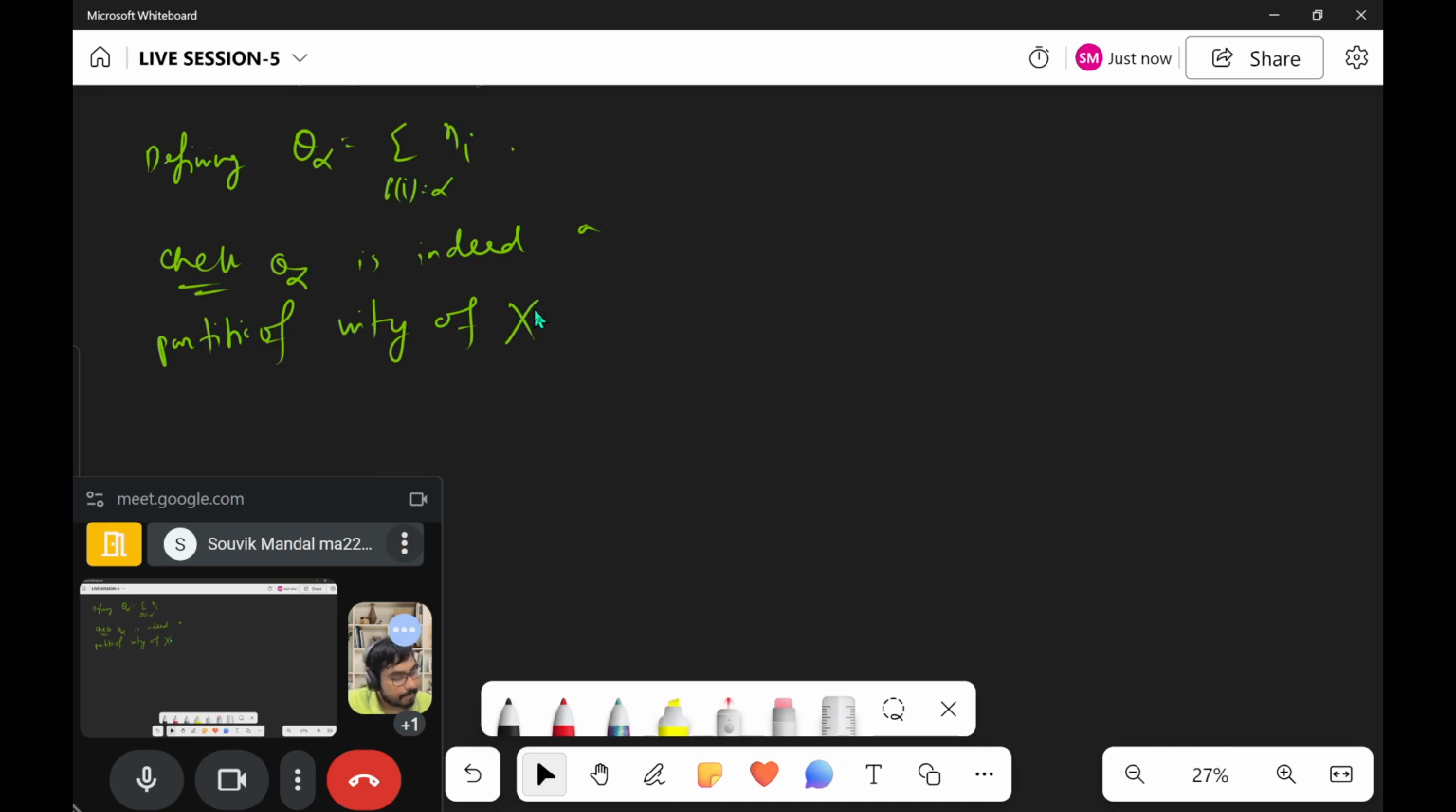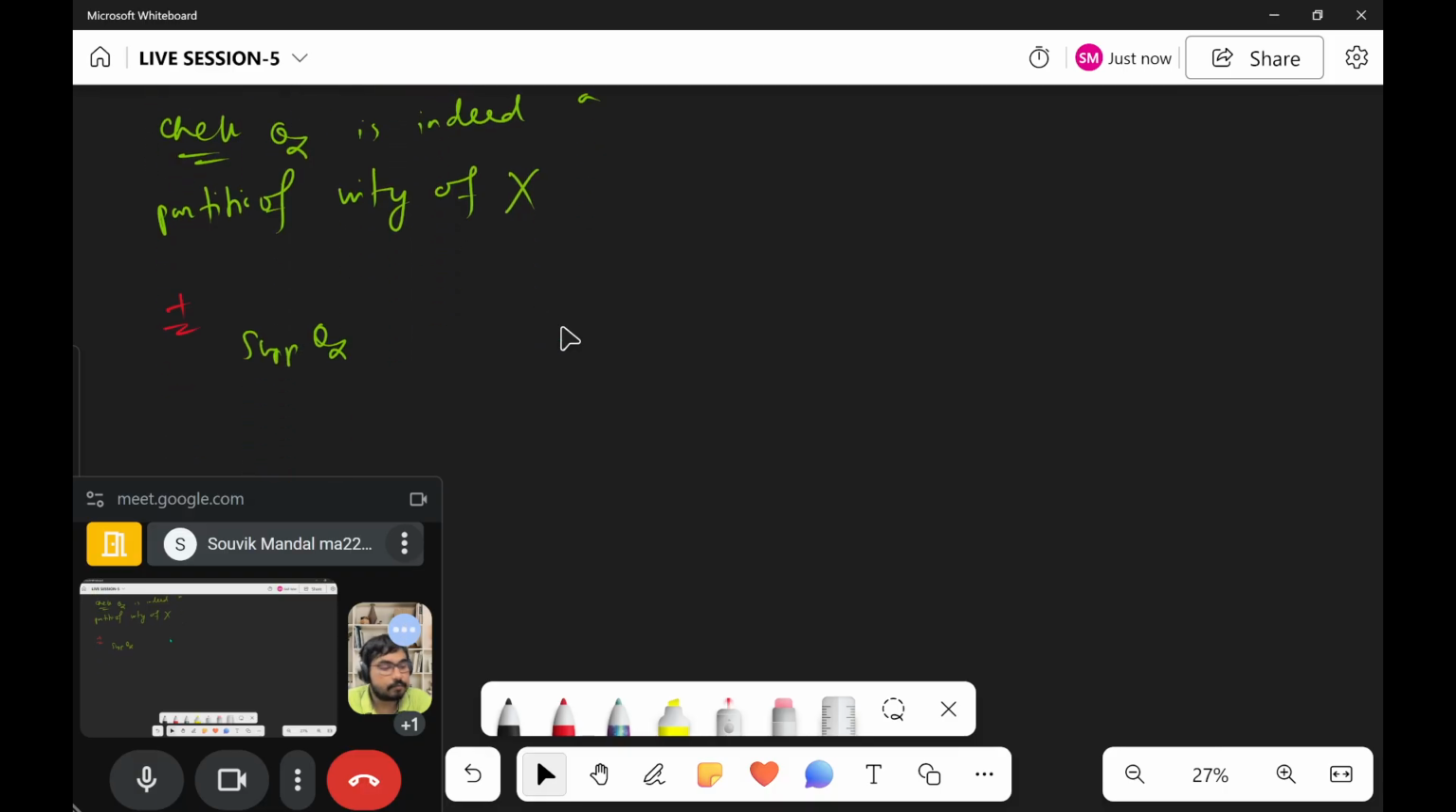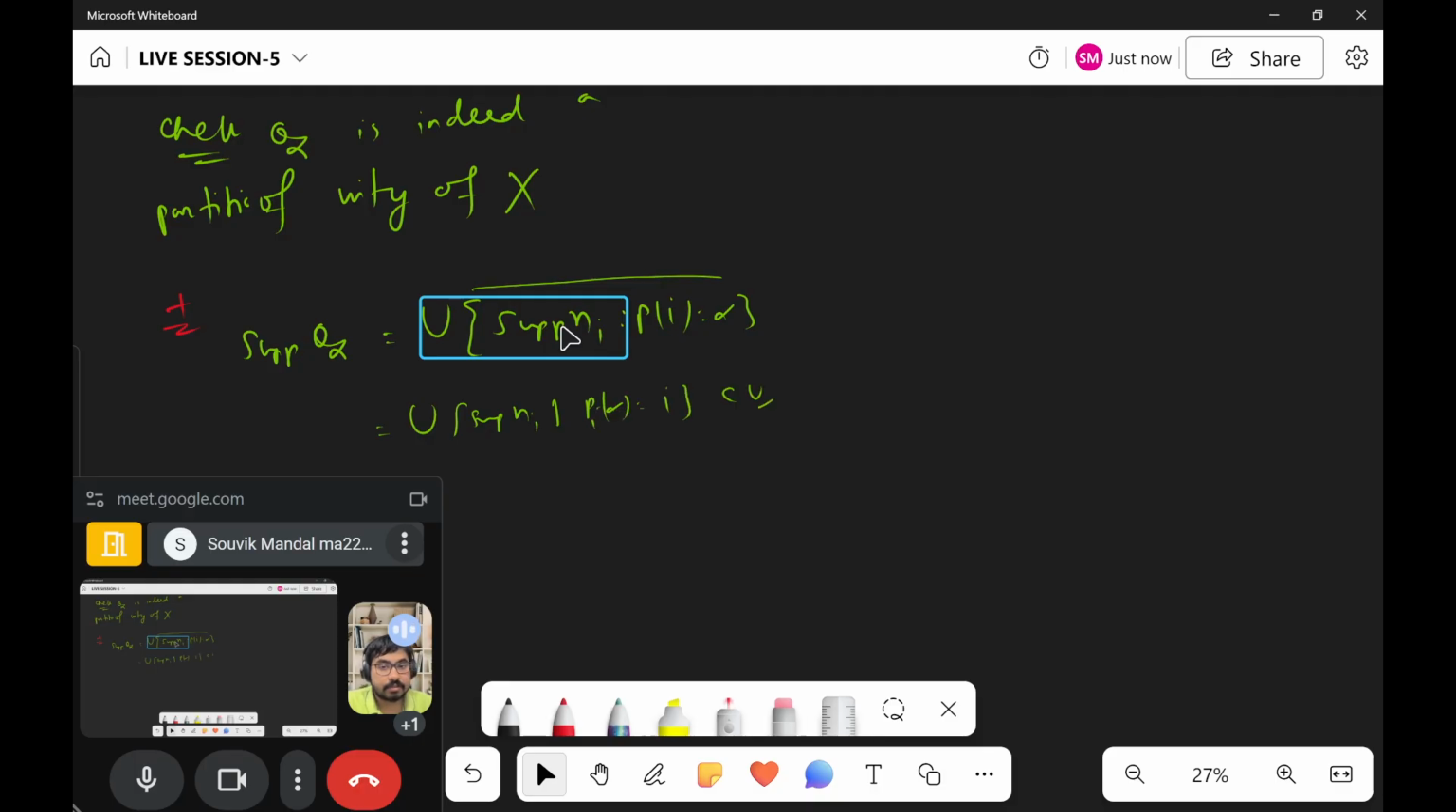Additionally, we can say that the support of theta alpha can be read as the closure of the union of the supports of eta i such that rho i is equal to alpha. That is equal to the union of the supports of eta i such that rho i is equal to alpha. This is a subset of U alpha. So is this argument clear? Please let me know. Take your time. I shall be back in a few moments.